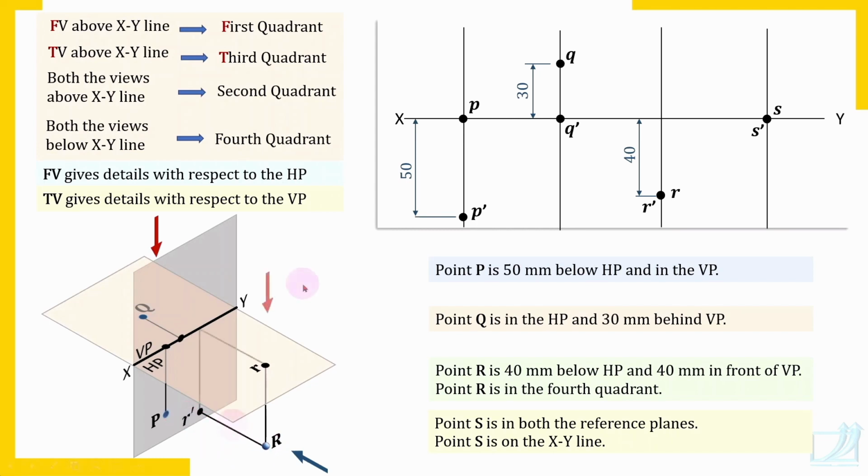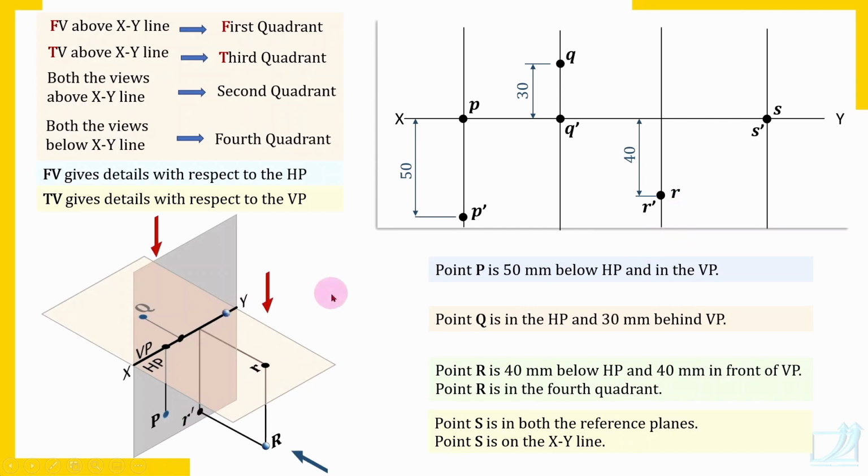Now if you watch point R from top, then its top view on HP is projected by drawing vertical line or perpendicular to HP, and you will get top view of point R here. So from top you will be able to see this distance, that is top view gives distance from VP, and from front you will be able to see this distance. And when we close fourth quadrant, R and R dash, they overlap.